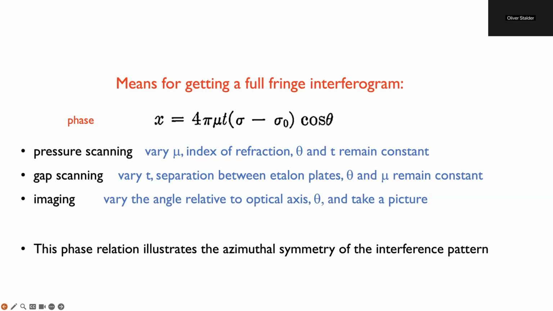Then finally, if you change the angle of the light coming into the etalon, namely change theta, then you can image the sky and produce a ring pattern as a result of the illumination. And so you take a picture. And this is how so much of a change has happened to the Fabry-Pérot, because the introduction of the digital camera has improved the sensitivity of the Fabry-Pérot by almost 3 orders of magnitude. This phase relation shows the azimuthal symmetry of the interference pattern, because there's no dependence on the angle phi, the angle in the rotational direction. The only angular dependence is relative to the optical axis, namely that angle given by theta.